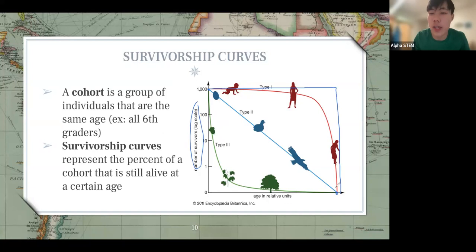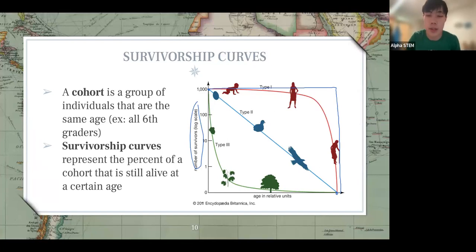But the trajectory it takes in between is representative of the species and its general life strategy. For example, humans are what we call type 1 survivorship curves, which means our curve stays high for very long, and at the end is when it tapers off. There's type 2, where it's a flat slope down. And then finally, type 3, a sharp drop at the beginning, but then it flattens out at the end.